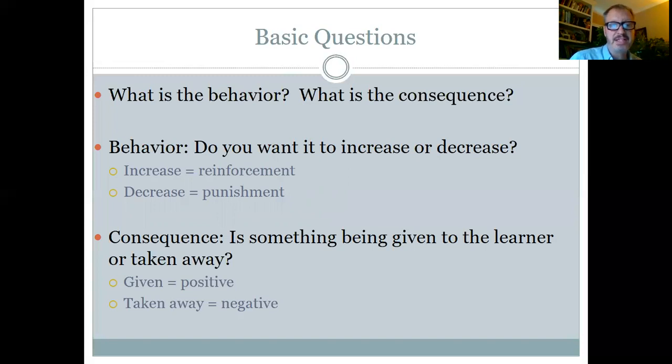The next question you ask in terms of reinforcement is, was something being given or something being taken away? If something's given, it's a positive reinforcement. If something's being taken away, it's negative reinforcement.